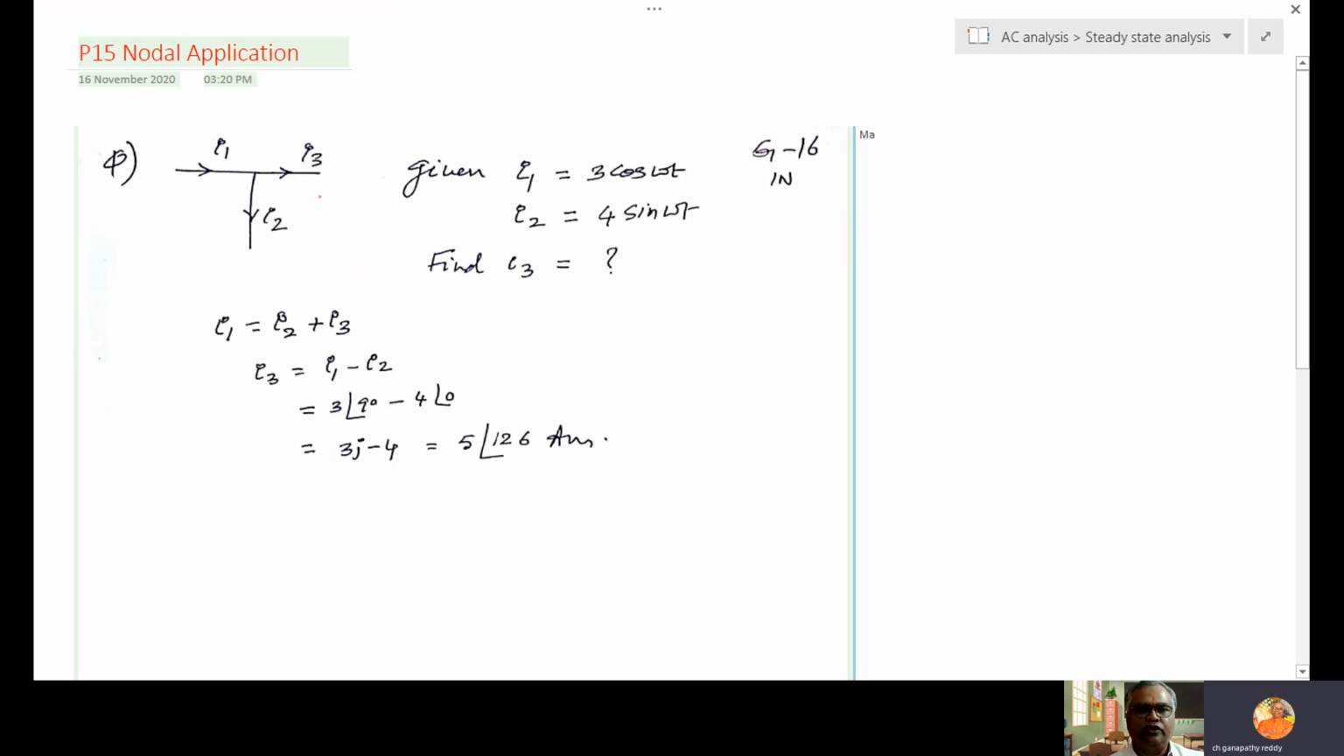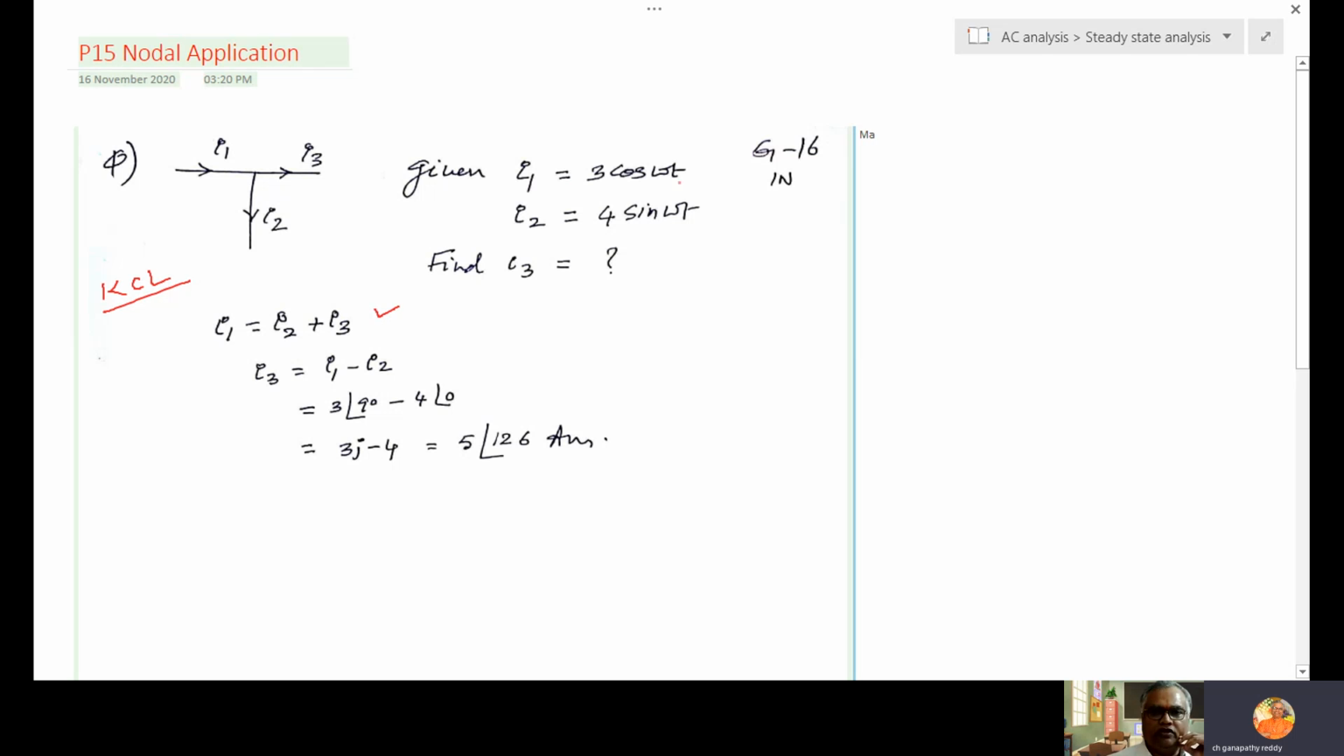Another nodal application only. The problem looks easy. I1 is given as 3 cos omega t. I2 is also given as 4 sin omega t. I3, it's straight away the current law. As per KCL, I1 is equal to I2 plus I3. The directions and everything are given in the problem. He is asking I3. So I3 equals I1 minus I2.